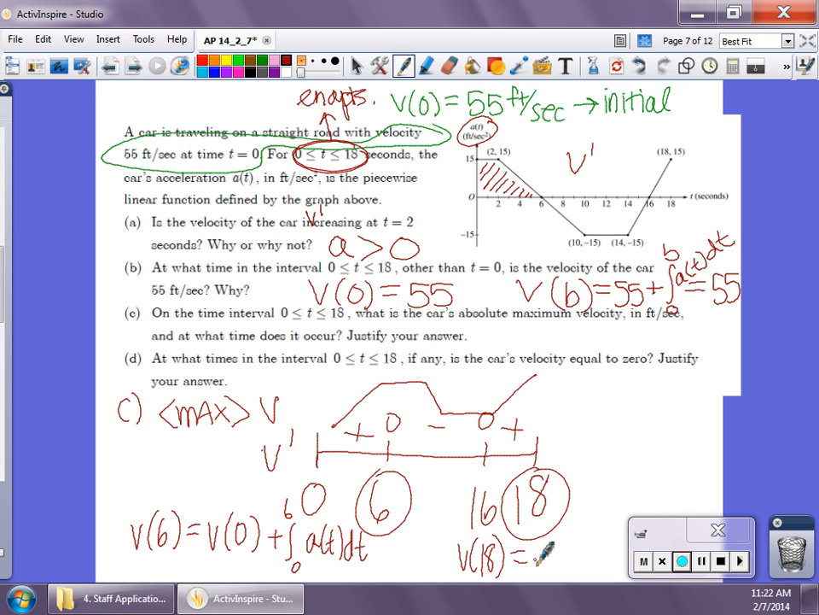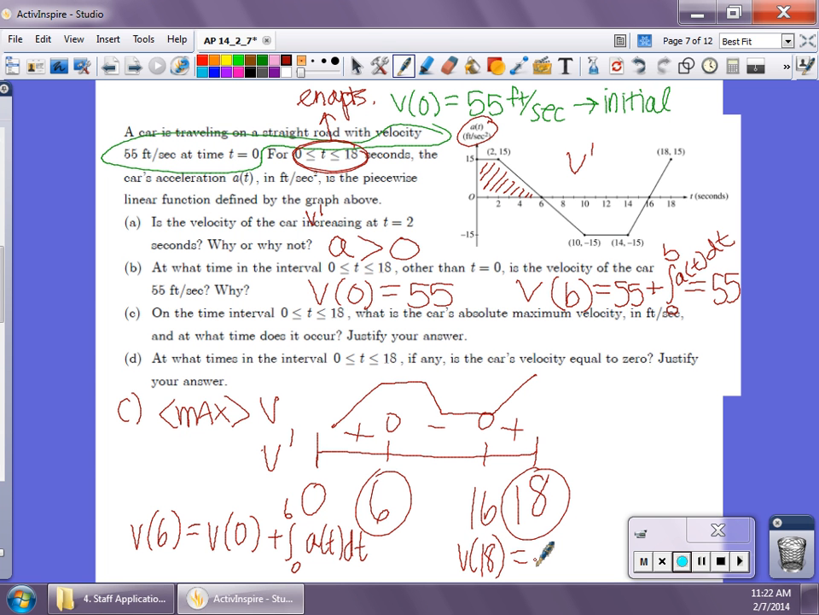Questions on that guy? At what time, at any point, is the velocity equal to 0? If you were able to do B, you should be able to reason through part D. They're kind of similar, right? Okay?